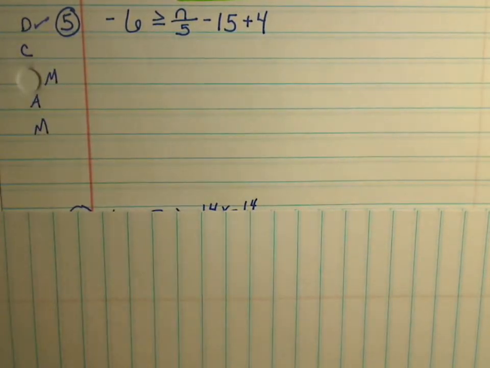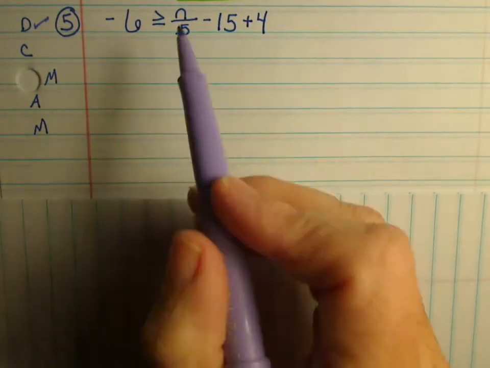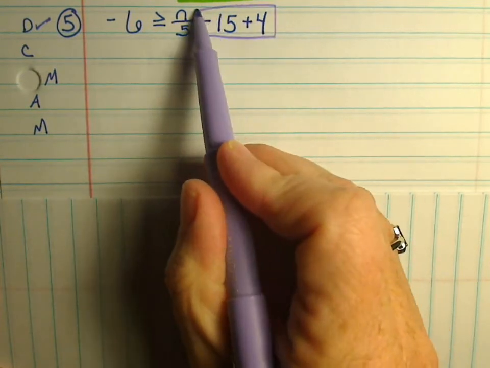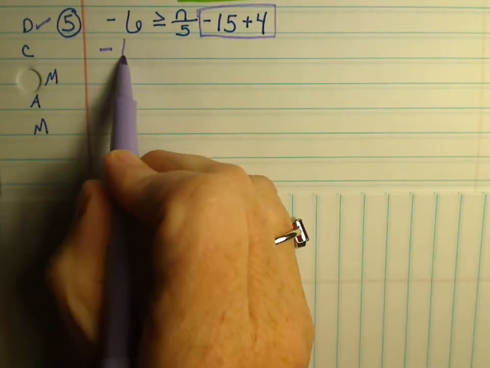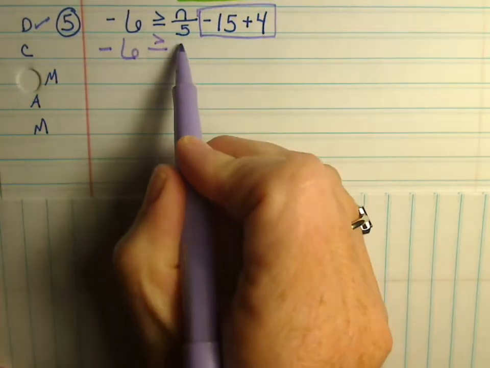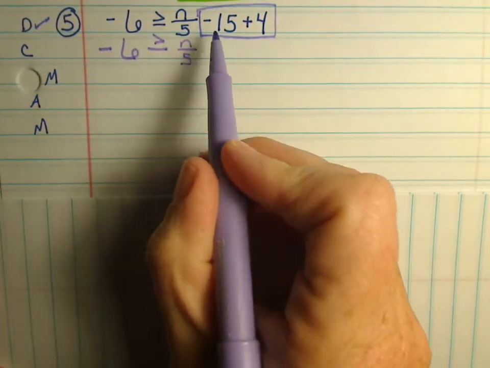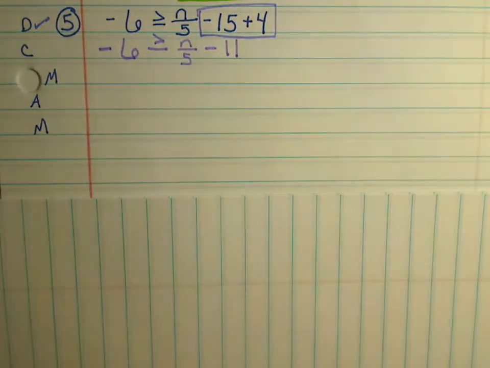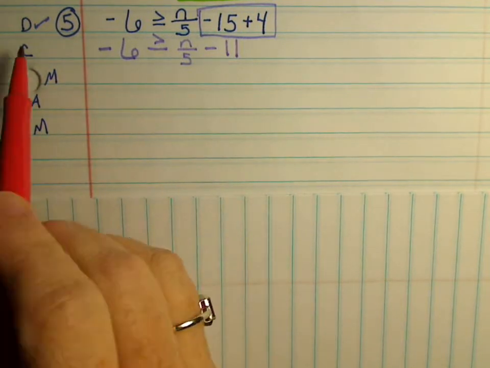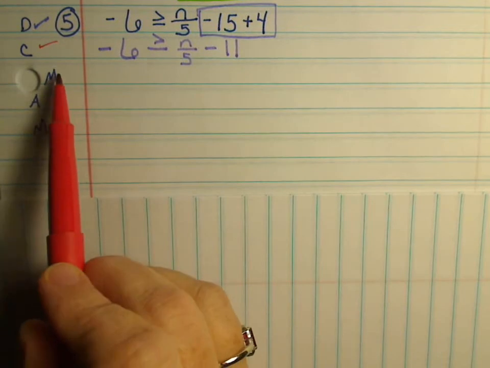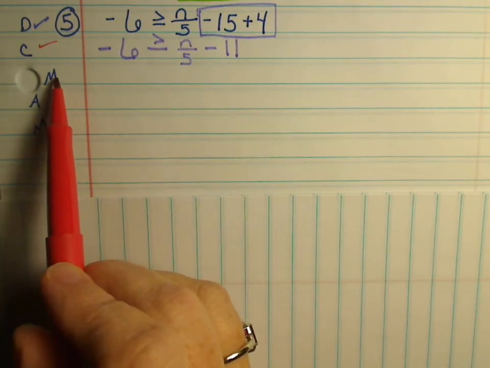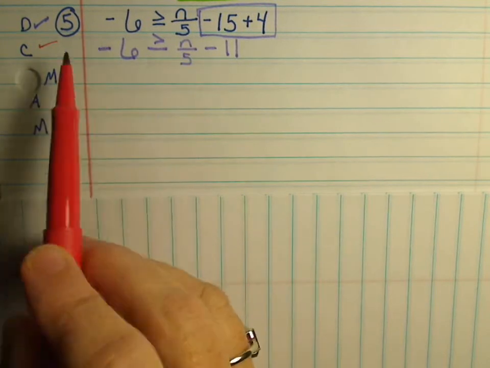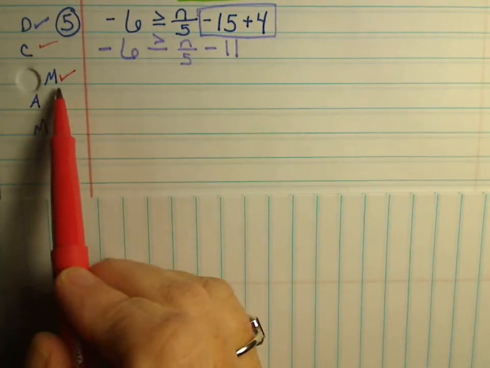So I'm going to see if I can combine any like terms on either side of the inequality sign. And I can over here. Those are like terms. So I'm just going to bring down negative 6 is greater than or equal to n over 5. And negative 15 plus 4 is negative 11, or minus 11. Now I have to move the variables to the same side. Well, this is the only side with an n, so I can skip that step.